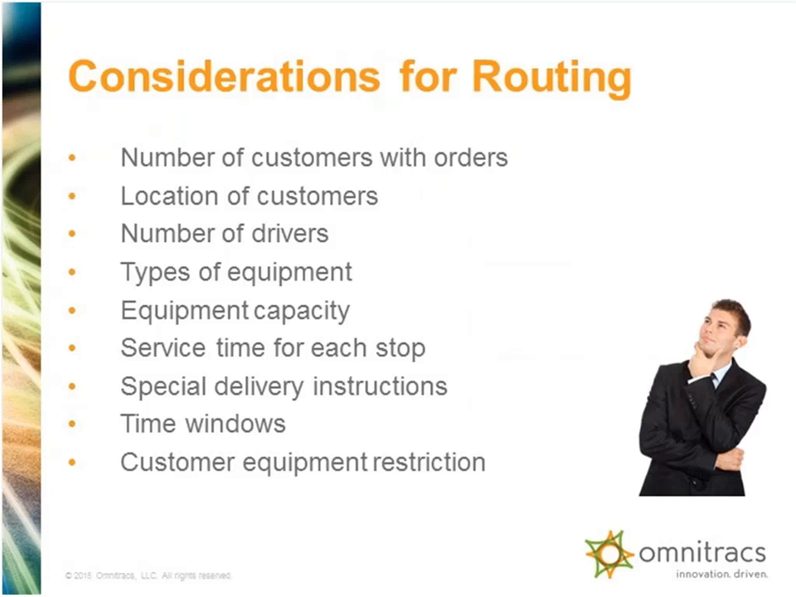So when I do my routing, what do I consider when I actually try to create a route? Well, first of all, I want to look at how many customers have orders. I mentioned earlier, it could be 10, it could be 20, it could be 130. Where are these customers? So where are the locations for each of these deliveries I need to make, or each people I need to service? If they're all grouped in one small area, that makes routing pretty easy.